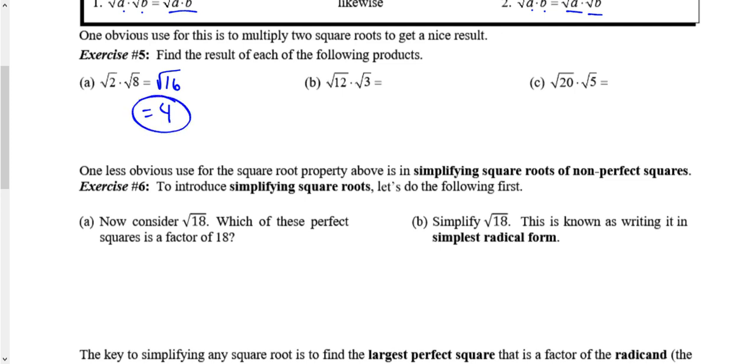All right. Part B. You multiply those and make one square root. So the square root of 36. What's the biggest perfect square factor of 36? It's 36 times 1. This would be the square root of what? 100. Okay. Which is 10.